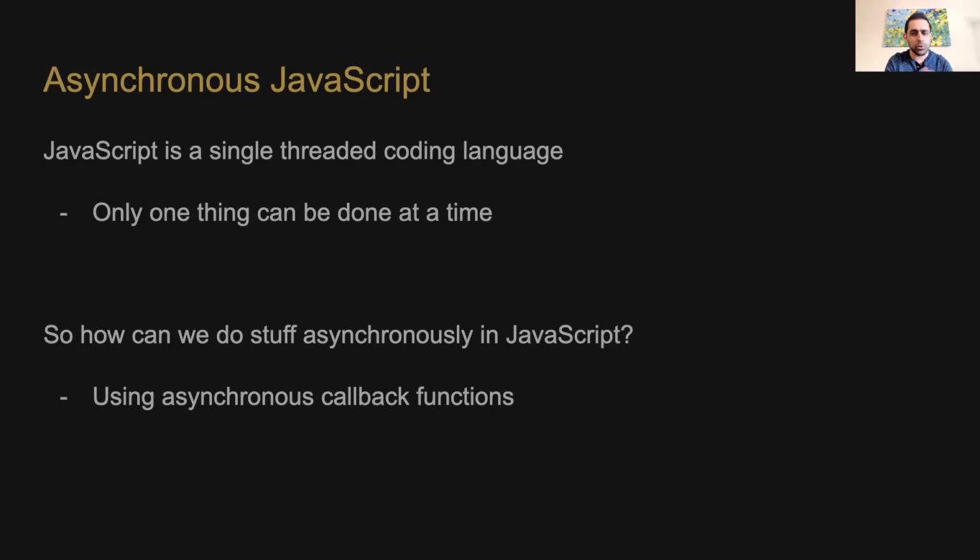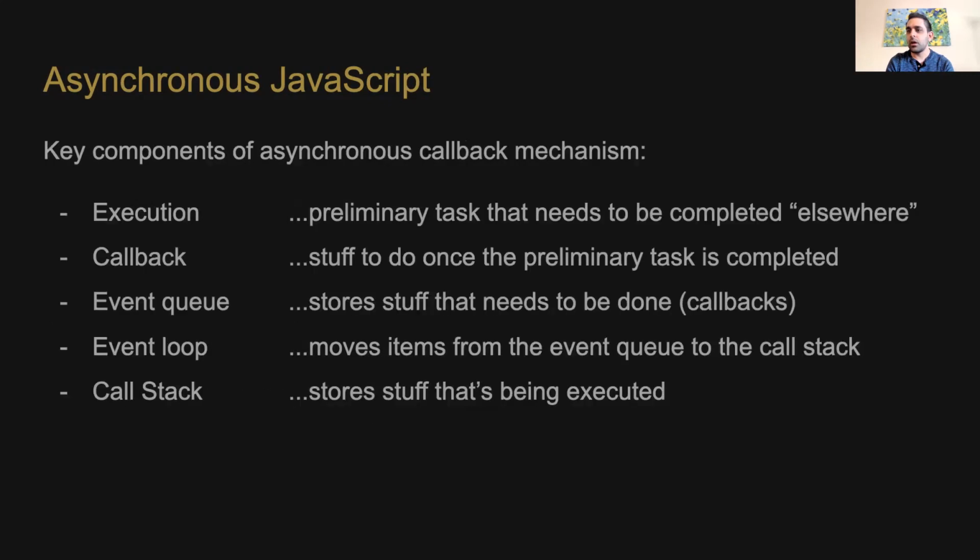All right, so there's a lot of words we threw in there. Let's actually see an example to get through this. So I'm going to proceed. Let's talk about the key components of an asynchronous callback. So we have the execution. This is where we actually start the task that we need to do, the preliminary task. So in our example, where I asked Kyle to look up the Friends trivia question, that was a preliminary task.